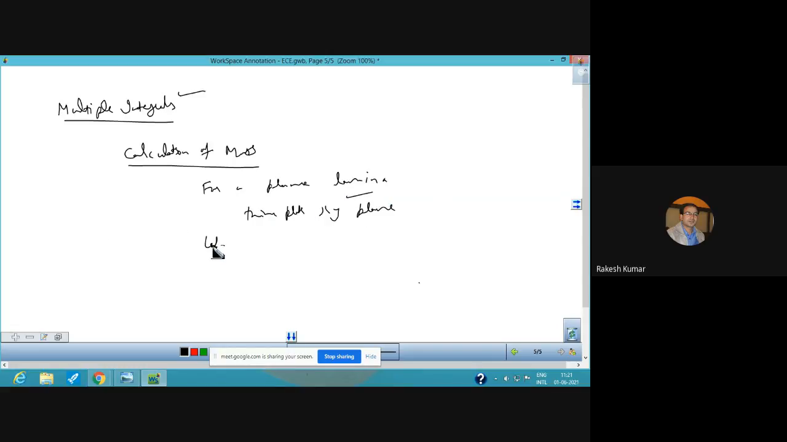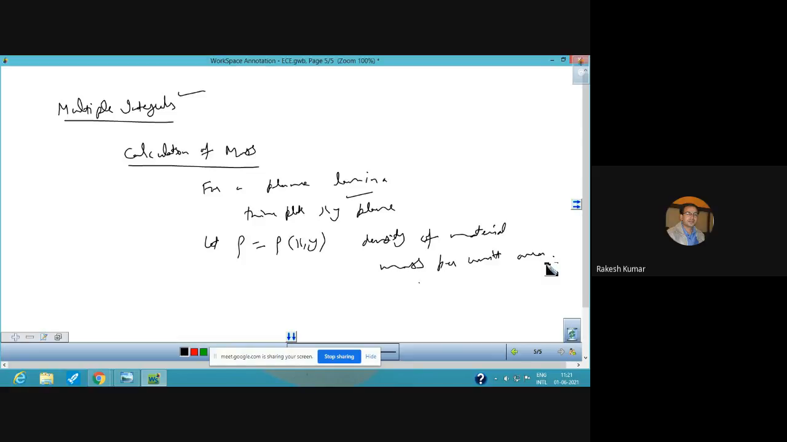So let rho be the density of the material. You are well aware of density. You have already studied about density in physics. So rho is the density of the material, which is mass per unit area.